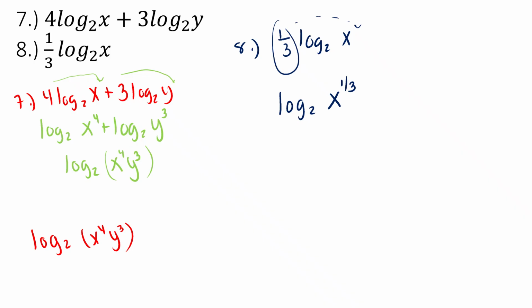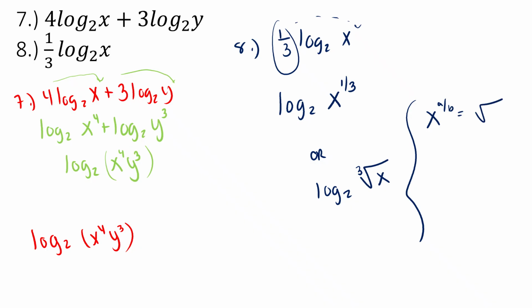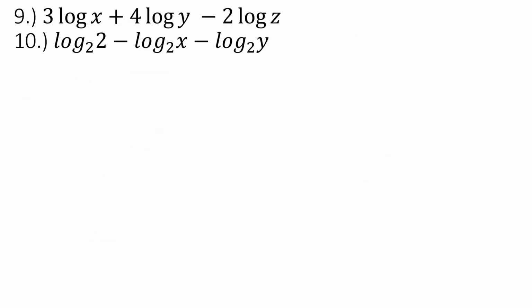Now you might be able to leave it like this, or you might need to change it over to log base 2 of the cube root of x. And that uses this piece of information about roots, radicals, and rational exponents. It might not be a square root. It could be a cube root like this one. So again, follow your teacher's directions on that. Like what is an acceptable form for your answer?